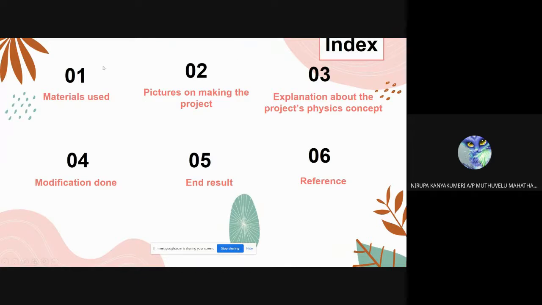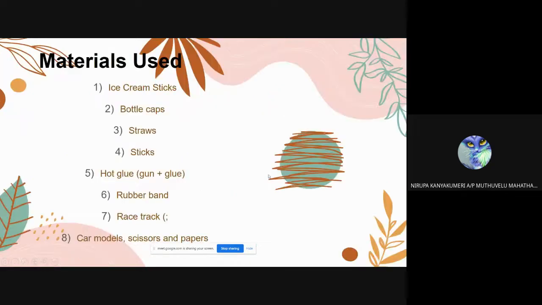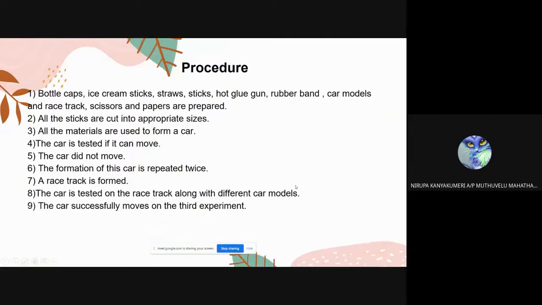My index: the first part is materials used, pictures on making the project, explanation about the project's physics concept, modification done, end result and reference. My materials used are ice cream sticks, bottle caps, straw sticks, hot glue gun, rubber band, racetrack, car models, scissors and papers.